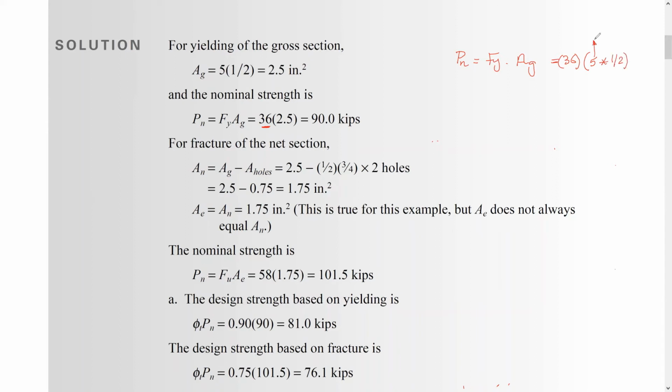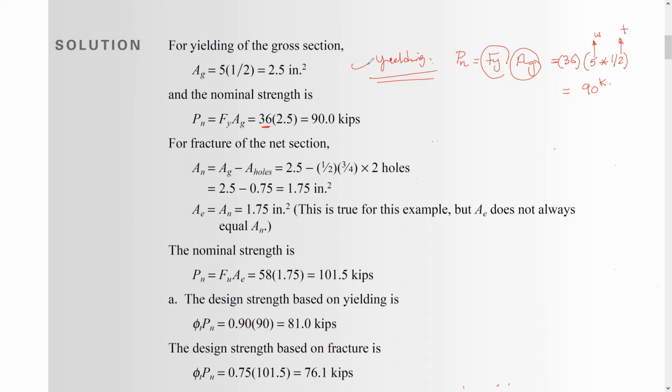This is the width of the plate and this is the thickness. In this case we're going to have the nominal strength based on yielding. You have to notice that this is for yielding, because here we use the yield stress and the gross area. So this is going to be 90 kips. Fy, the yield stress, is 36 KSI, kip per inch square. The nominal strength, which is a force here, is 90 kips. Okay, this is for yielding.